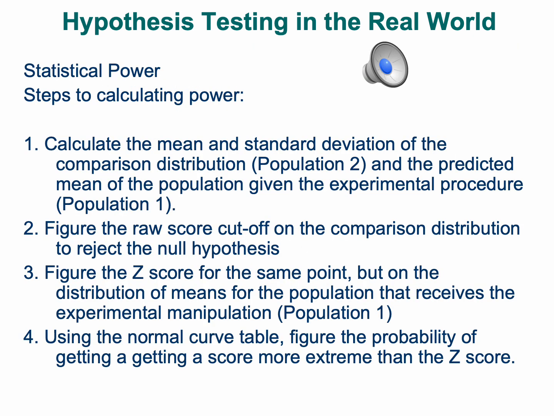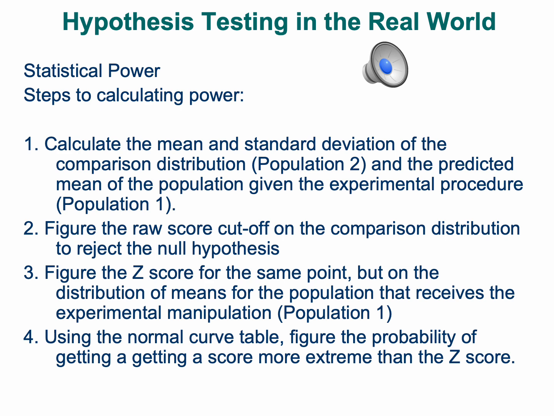Well, now we have a sense for the theoretical model of power. We're going to go through the steps of actually calculating it. And remember, power is the probability of finding a significant result when it's actually there. Okay, well, here are the steps. First, calculate the mean and standard deviation of the comparison distribution, population 2, and the predicted mean of the population given the experimental procedure, population 1. So we need the means and standard deviations of those two distributions.